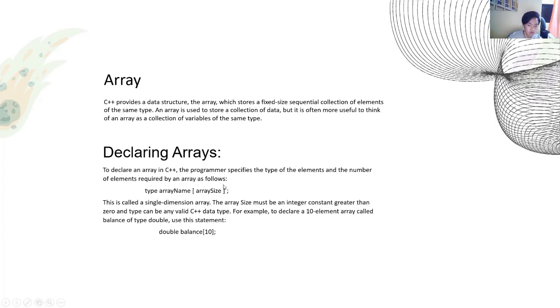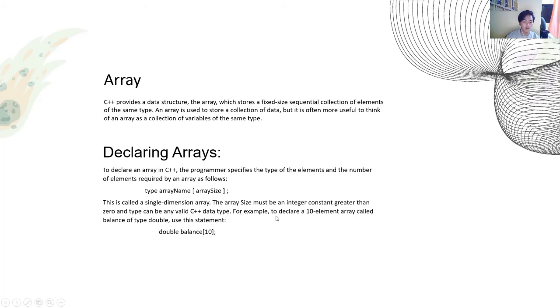So this is the array name and the array size. This is called a single dimension array. The array size must be an integer constant greater than 0 and the type can be any valid C++ data type.